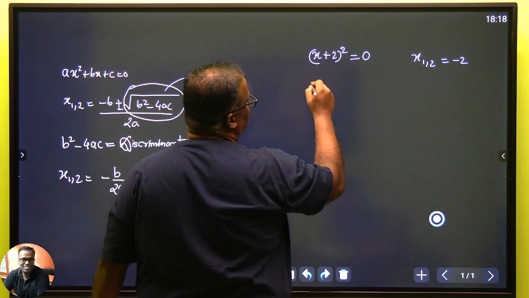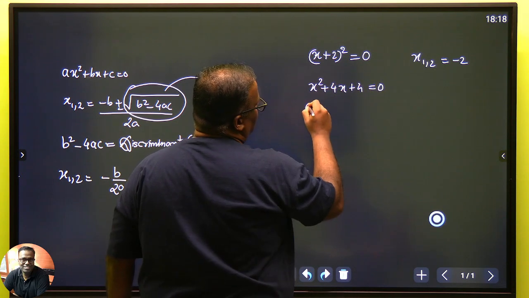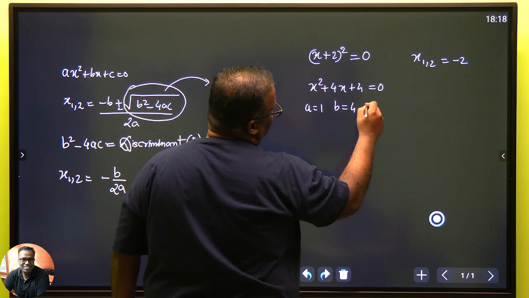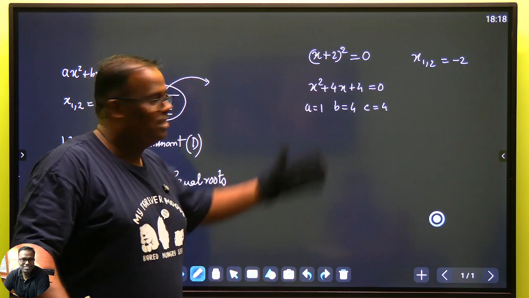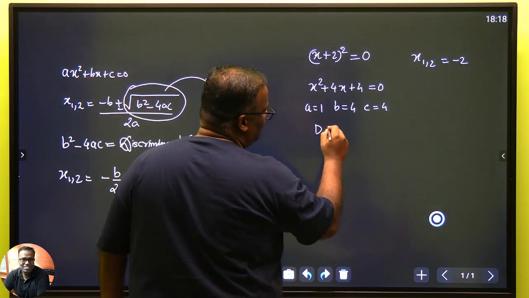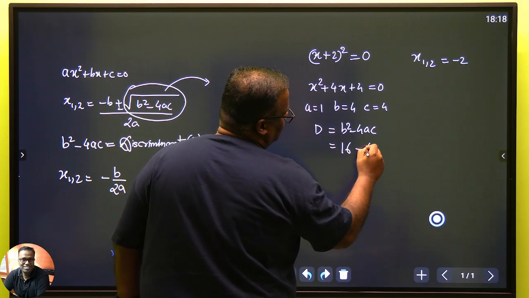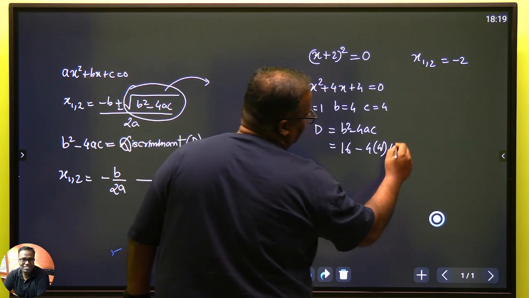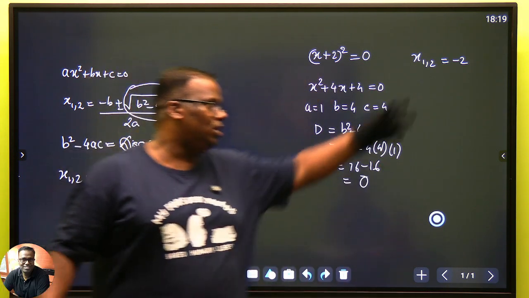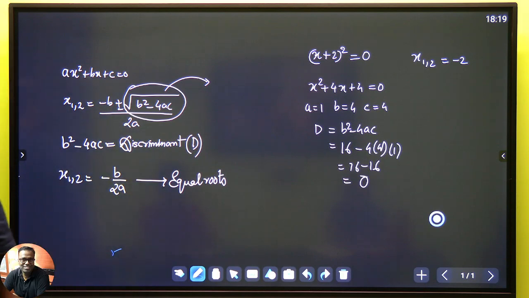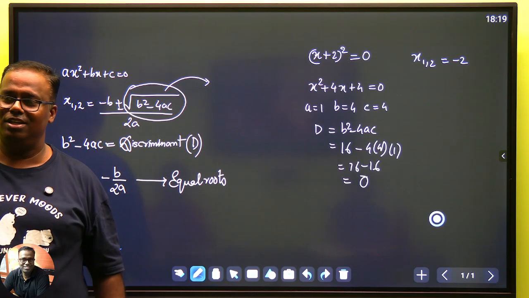Let's check this. Expand this. Iska expansion kya hoga? X square plus 4x plus 4 equal to 0. Here a is equal to 1, b is equal to 4, c is equal to 4. Agreed? Samajh mein aaya? Iska discriminant check karo to. Discriminant is b square minus 4ac. What is b square? 16 minus 4 into 4 into a into c, which is 1. Kitna ho gaya? 16 minus 16. Kitna aaya? 0. Agar discriminant 0 hai, to equal roots aayega. Got it? If the discriminant is 0, you get equal roots.